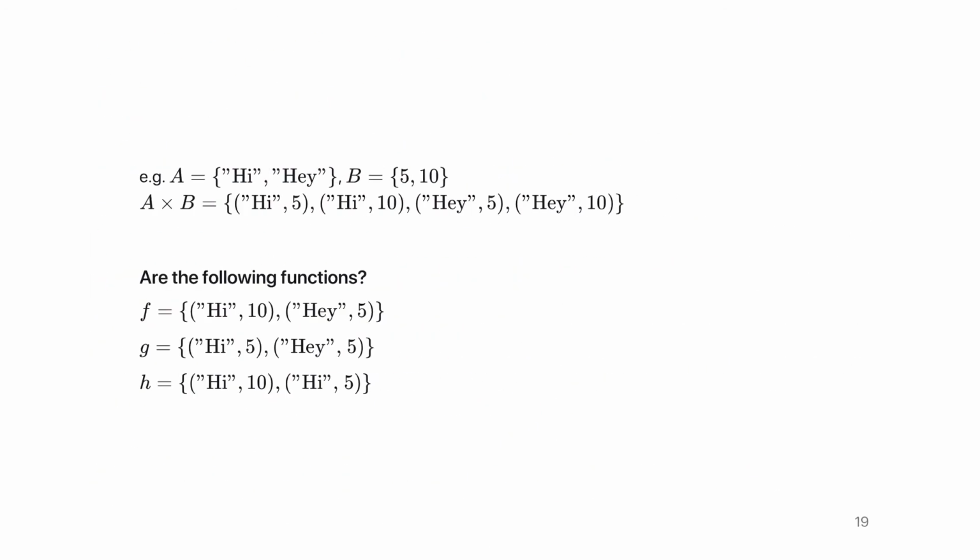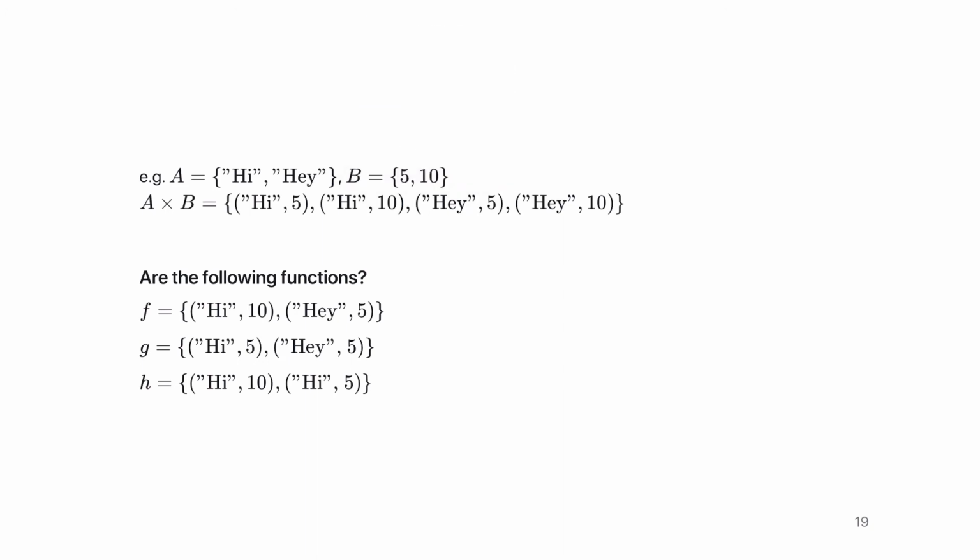Okay. So again, all we've said so far is that a function is just some subset of the Cartesian product of two sets. Most of the time our functions will be between numbers and numbers, but we haven't restricted that in any way. For example, A could be the set of strings hi and hey, and B the set of numbers 5 and 10. The Cartesian product of A and B would be the set of ordered pairs hi 5, hi 10, hey 5, and hey 10. So here's a question.